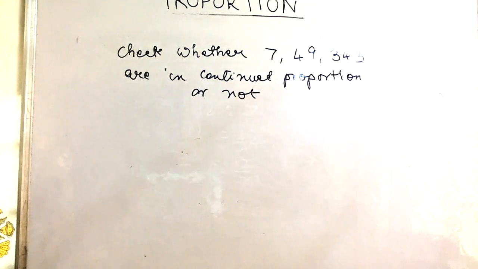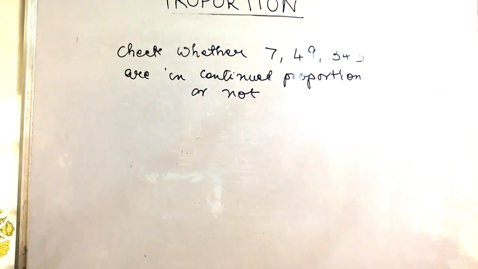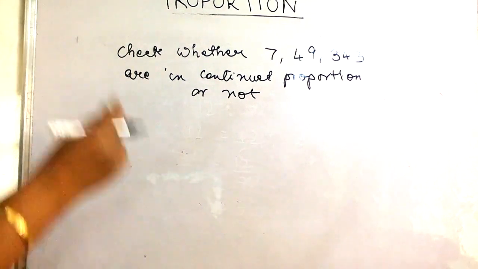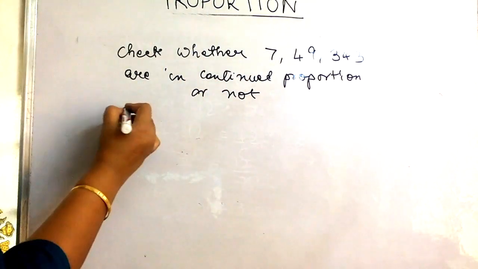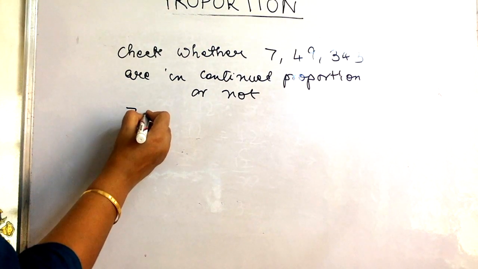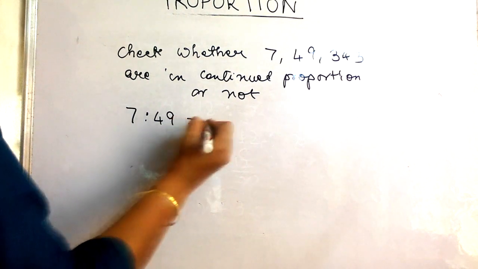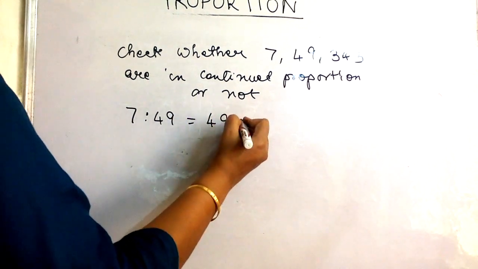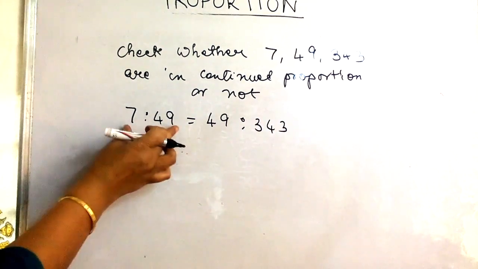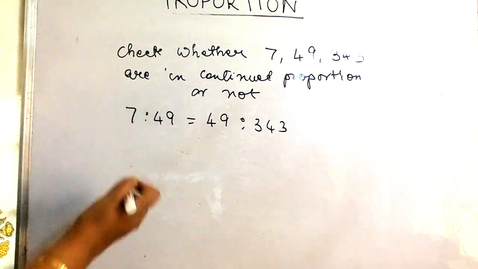Now check whether 7, 49 and 343 are in continued proportion or not. What will we do? If we have to check this, we take 7 is to 49 equal to 49 is to 343, right? Now we have to show whether this fraction is equal to this or not. How do we show that?